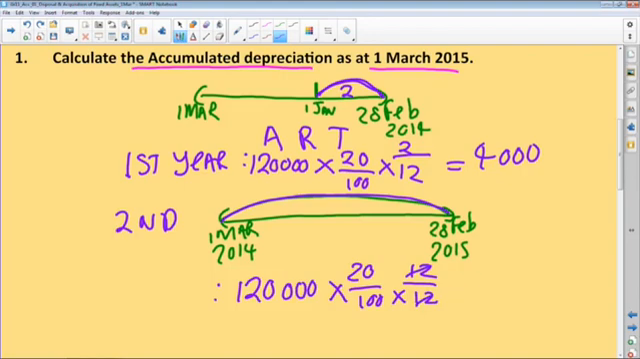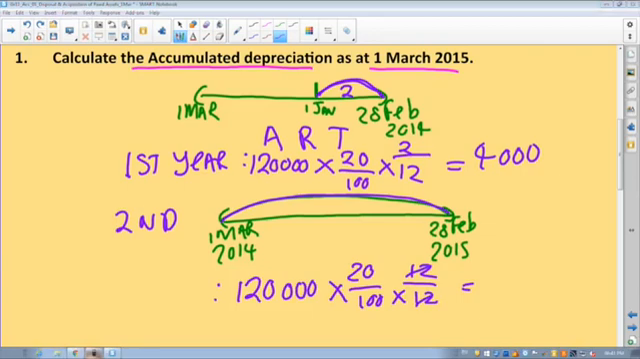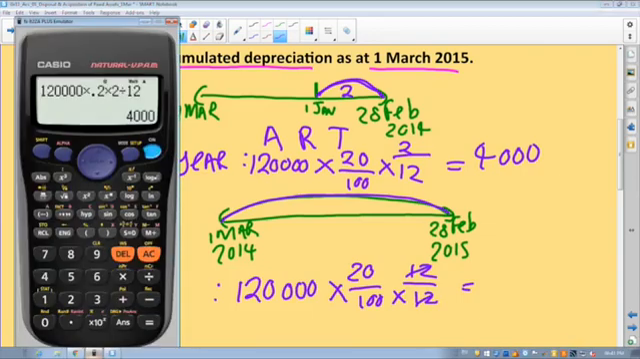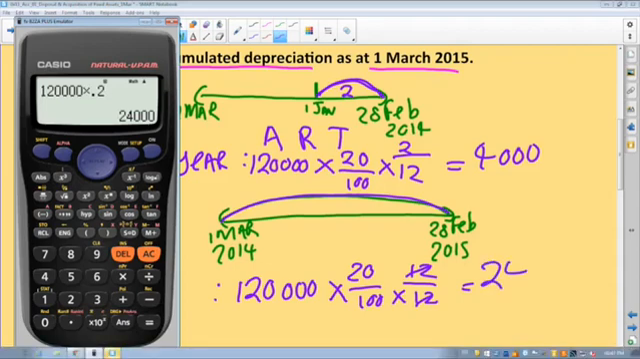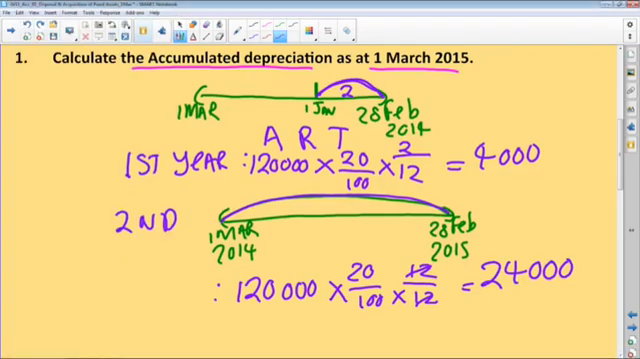Once again, I'm going to rely on my calculator. I know it's an easy one, but let's just be safe. So 120,000 times 20%, and that gives us an amount of 24,000. So let's fill that in. 24,000.